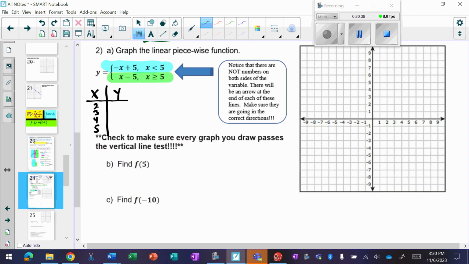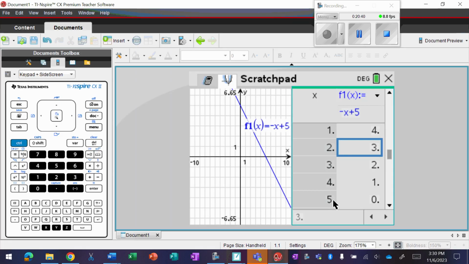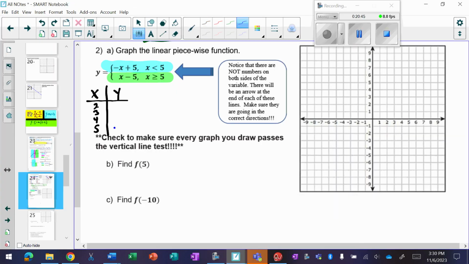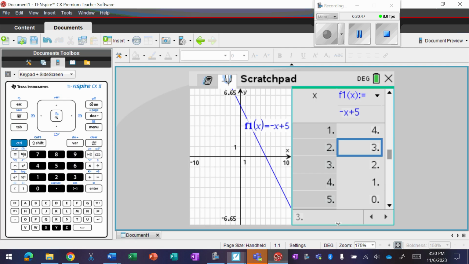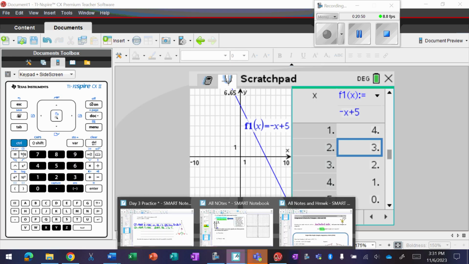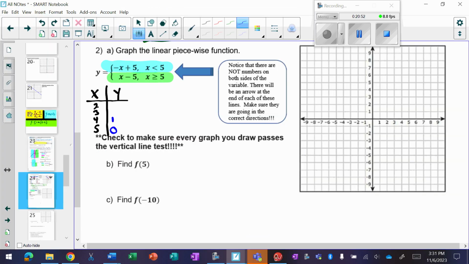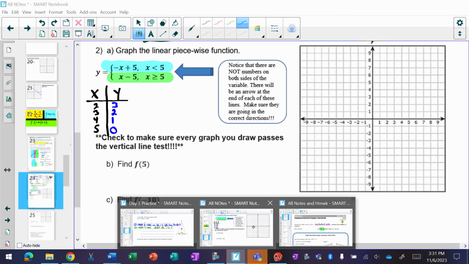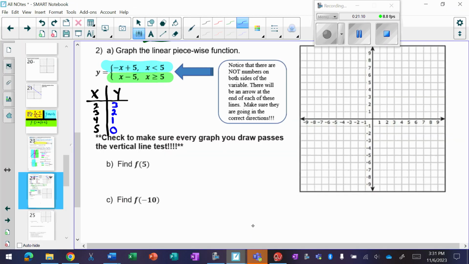So, if I remember correctly, when x was 5, y was 0. When x was 4, y was 1. When x was 3, y was 2. And when x was 2, y was 3. And we know from the picture that this is a straight line. So once we get a couple dots plotted on our paper, we'll know what to do from there.